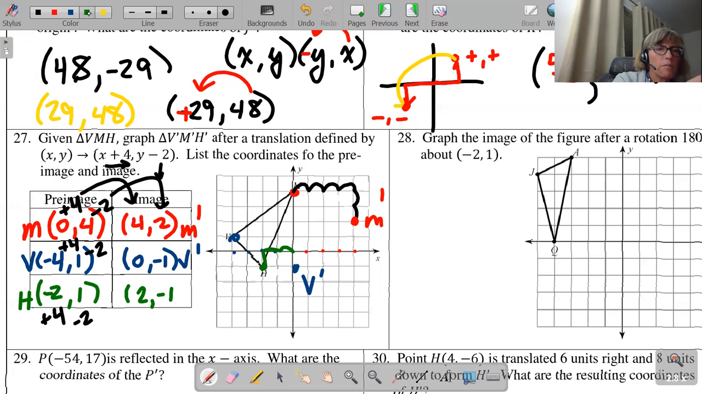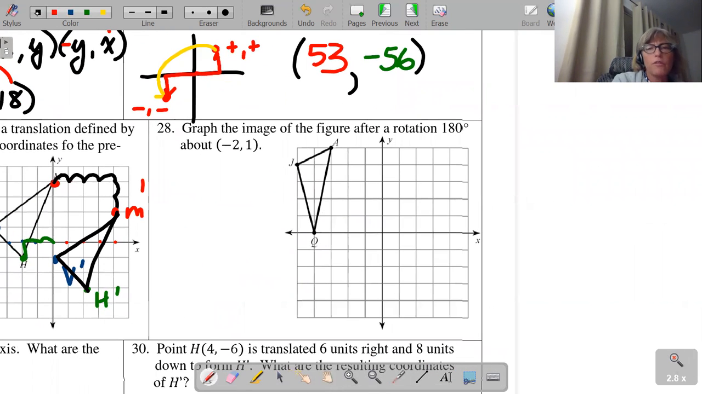Oh, hang on. H is sitting at negative 1. So minus 2 is going to be minus 3. There you go. And that's H prime. So positive 2, negative 3. H prime. And you connect and you have the exact same image. It's just been slid 4 units to the right, 2 units down.